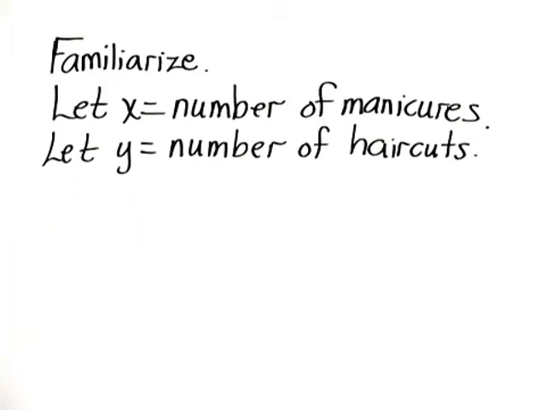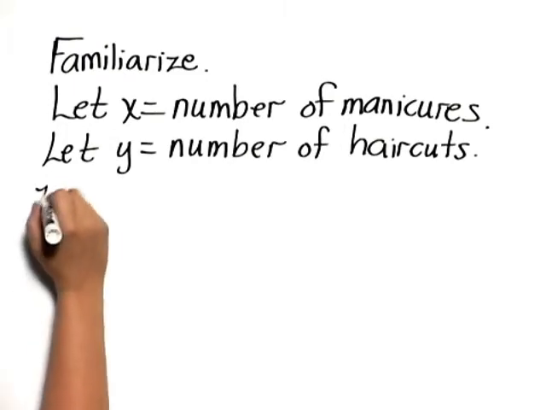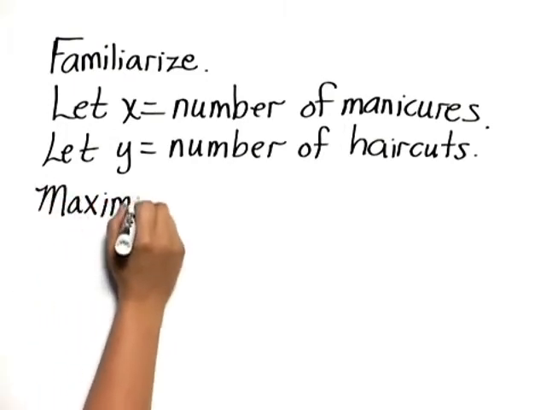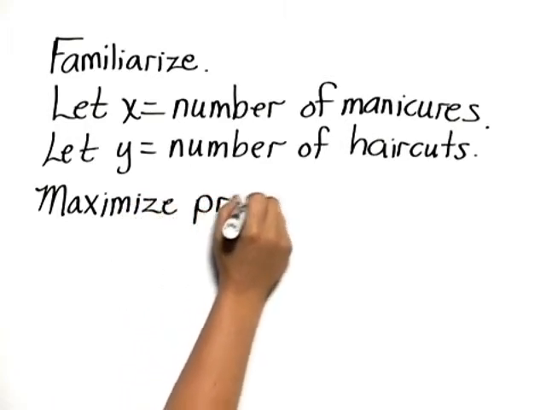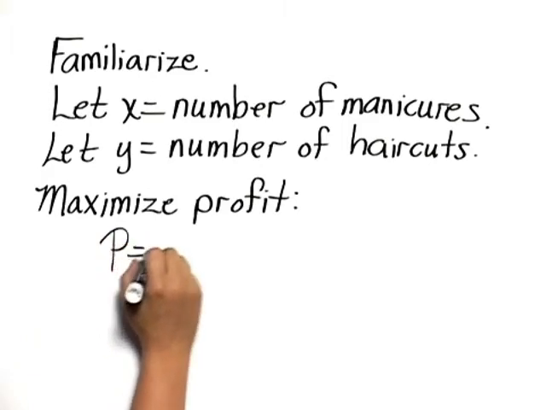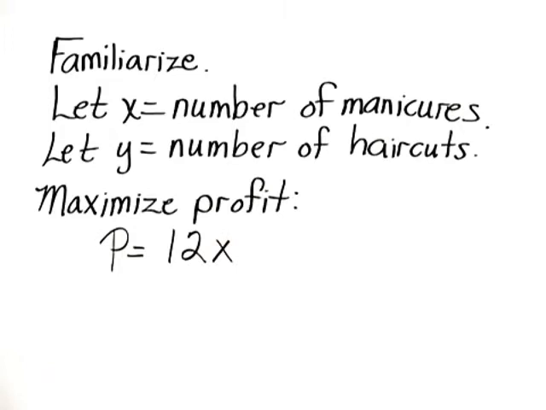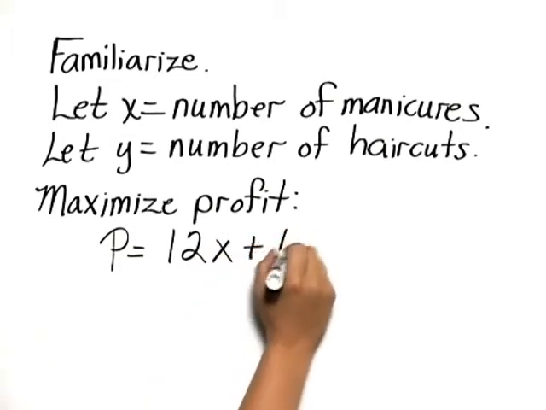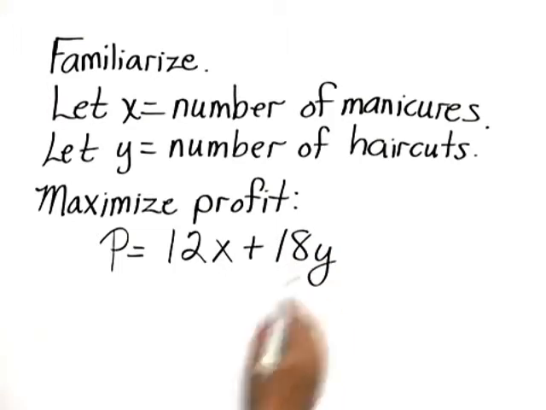Second, let's see what we need to maximize or minimize. In this case, we want to maximize profit. So we want to get what's called our objective function, which would be the profit function. Now we're going to write this in terms of our variables X and Y. We know that the salon has a profit of $12 per manicure and $18 per haircut. So the profit would be P equals 12X, $12 times the number of manicures, plus 18Y. That's 18 times the number of haircuts. So that's 2 parts we have. We have the variables and we have our objective function that we want to maximize.